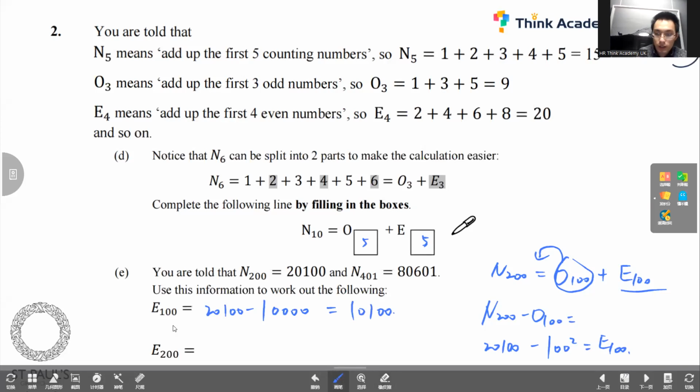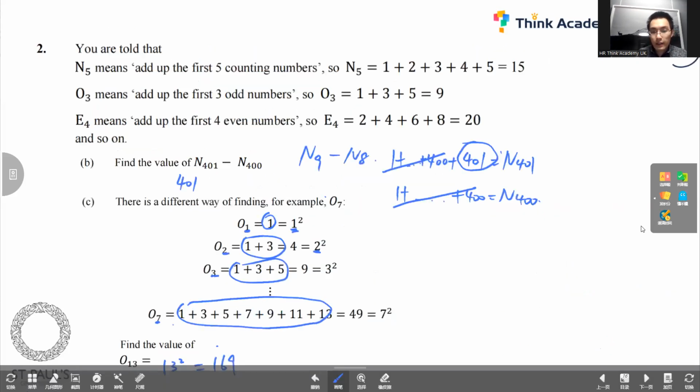And then for E200, we want N400, because we know N400 equals O200 plus E200. But we don't know what N400 is. We only know what N401 is. And now the previous question kicks in again. Question B, we want to find the value of N401. So N401 minus N400 is just looking for the difference between these two. So we know the difference is 401.